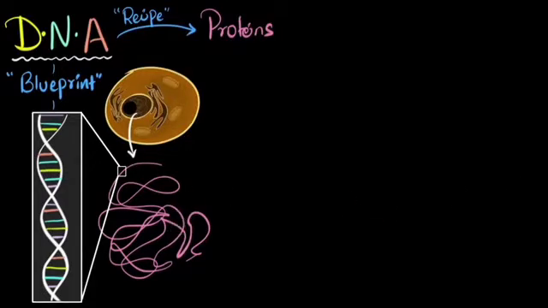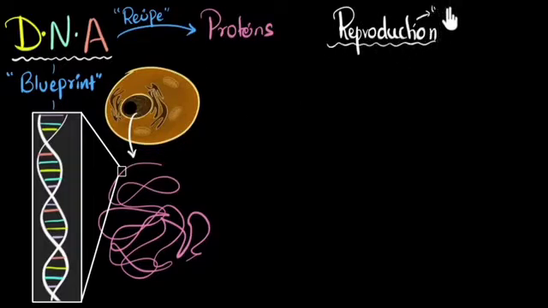So let me just write that down. For reproduction, what is needed? What is the most important thing needed at the cellular level? The DNA should be able to make a copy of itself.